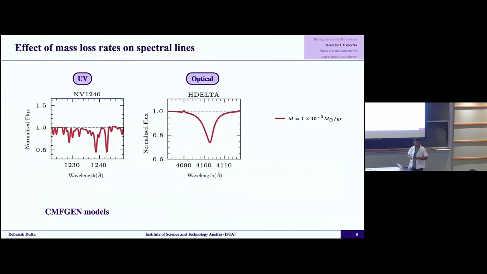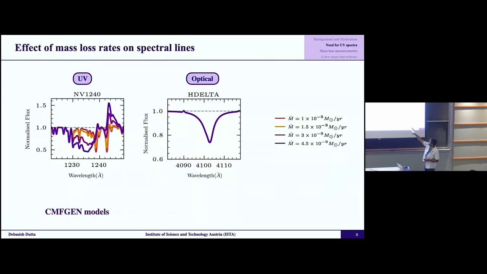And here I show you why, again, we need the UV. This is from one of my models. I show you a UV line and an optical line computed at a certain mass loss rate. If we increase the mass loss rate here, you can see that the optical line is insensitive to the changes in the mass loss rate, while for the UV line, the nitrogen V 1240 line, the more we increase the mass loss rate, the more P-Cygni like it becomes.